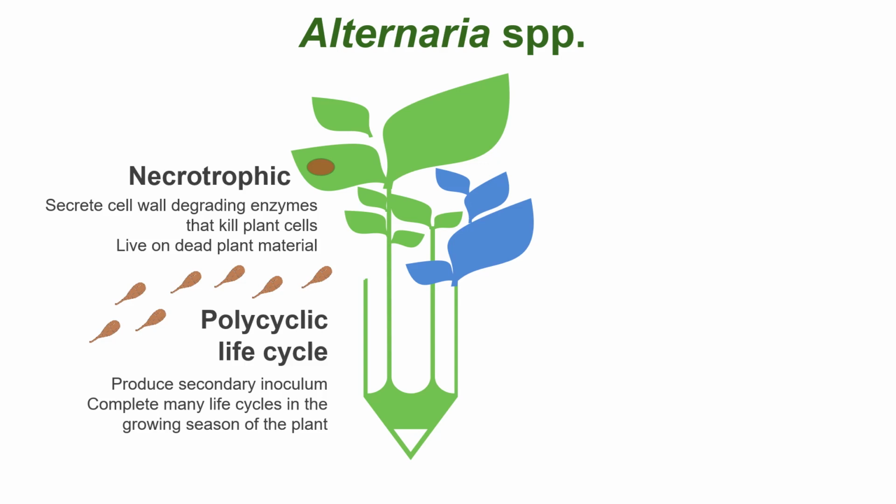They have what we call a polycyclic life cycle. This means that the pathogen is able to produce secondary inoculum many times throughout the growing season. So they can complete many life cycles within one growing season of the plant. I'll explain this in a little bit more detail when we get to the disease cycle.